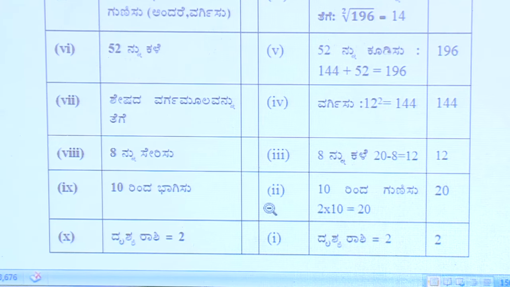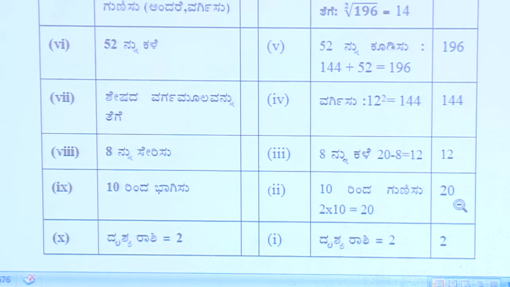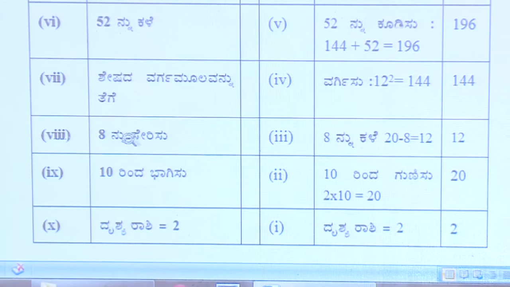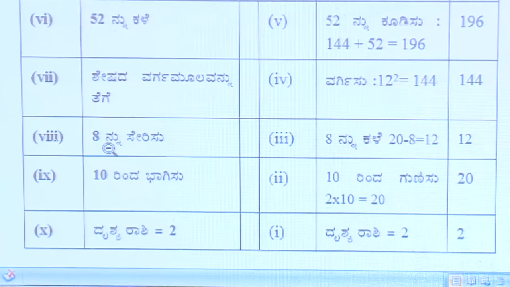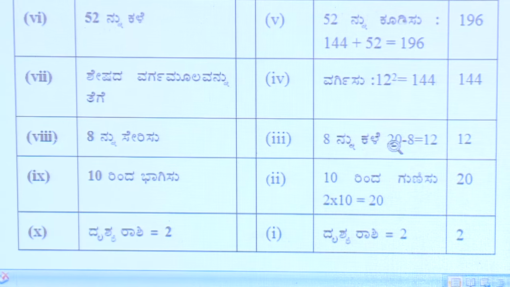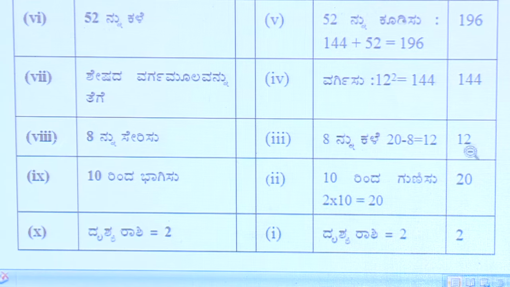So what should we do now? We should multiply it by 10. Drishya Rashi is 2. Multiply 2 by 10. So the result obtained will be 20. Next, what do we have to carry out? In this narration, it is told to add 8. Now here, we should subtract 8. So subtract 8 from 20, it is 12.